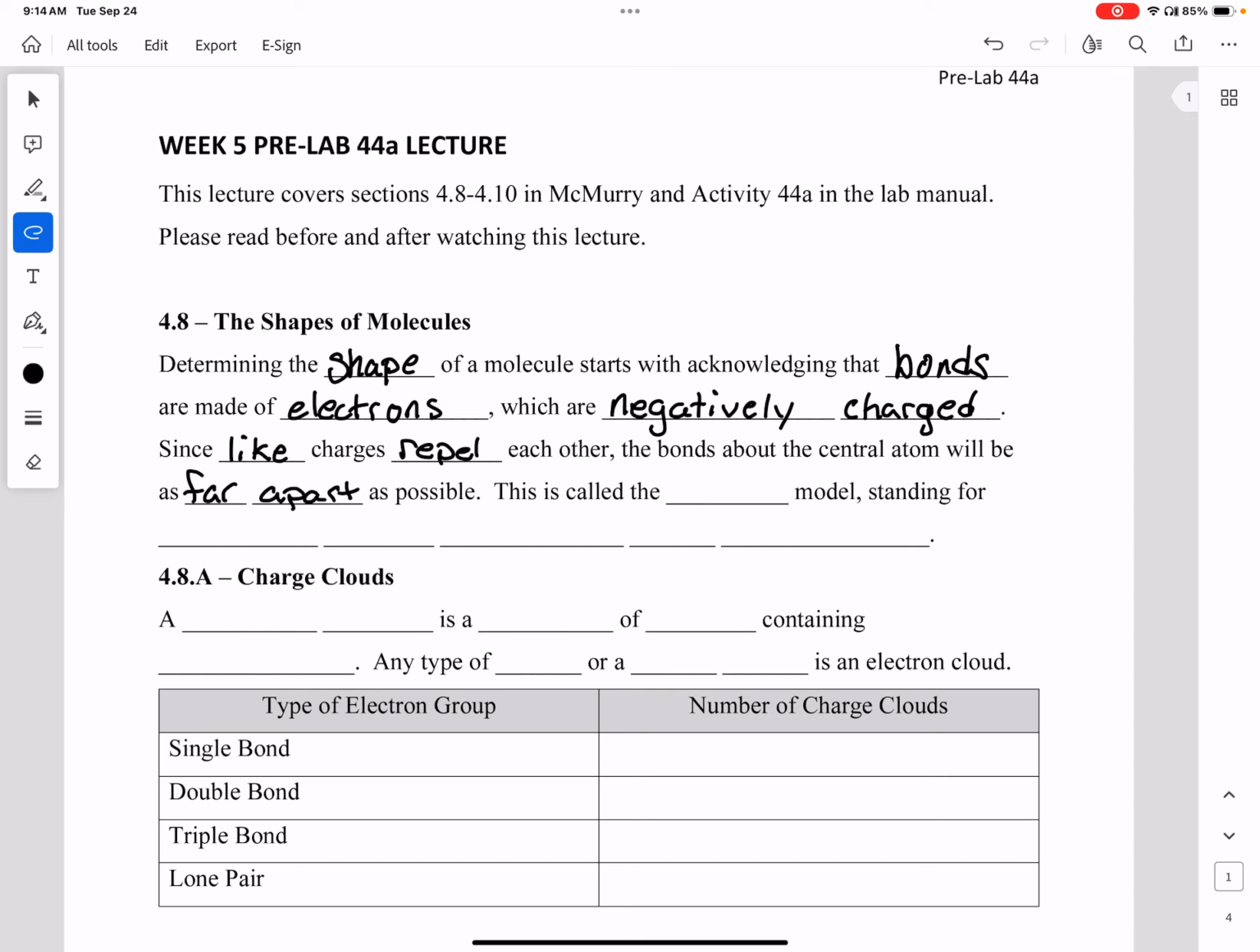And so this is called VSEPR. Some people pronounce it Vesper, even though that's not correct, but that's okay. It stands for valence shell electron pair repulsion.